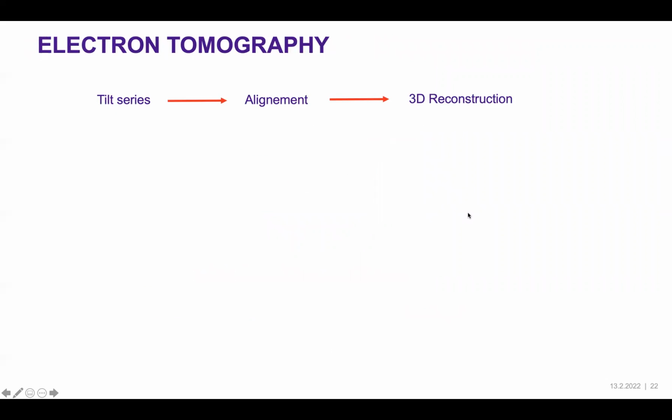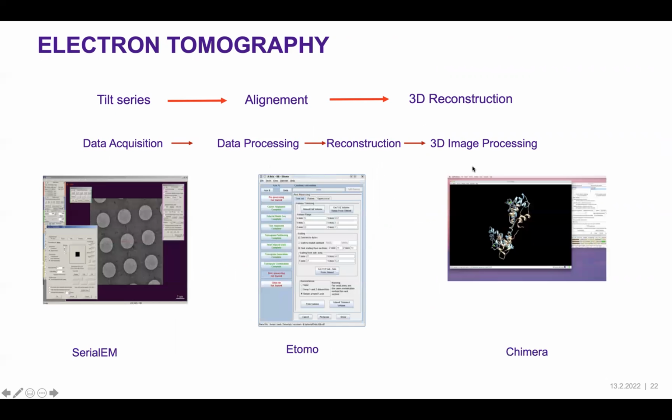So tomography involves collecting a series of 2D projections, alignment, and 3D reconstruction. In between, it also has data acquisition, data processing, reconstruction, and image processing. It utilizes many software packages, such as automated tilt series collection or manual collection, then processing this data, and then 3D image processing. So essentially, imaging is a small part, but processing is a larger part of 3D reconstruction.